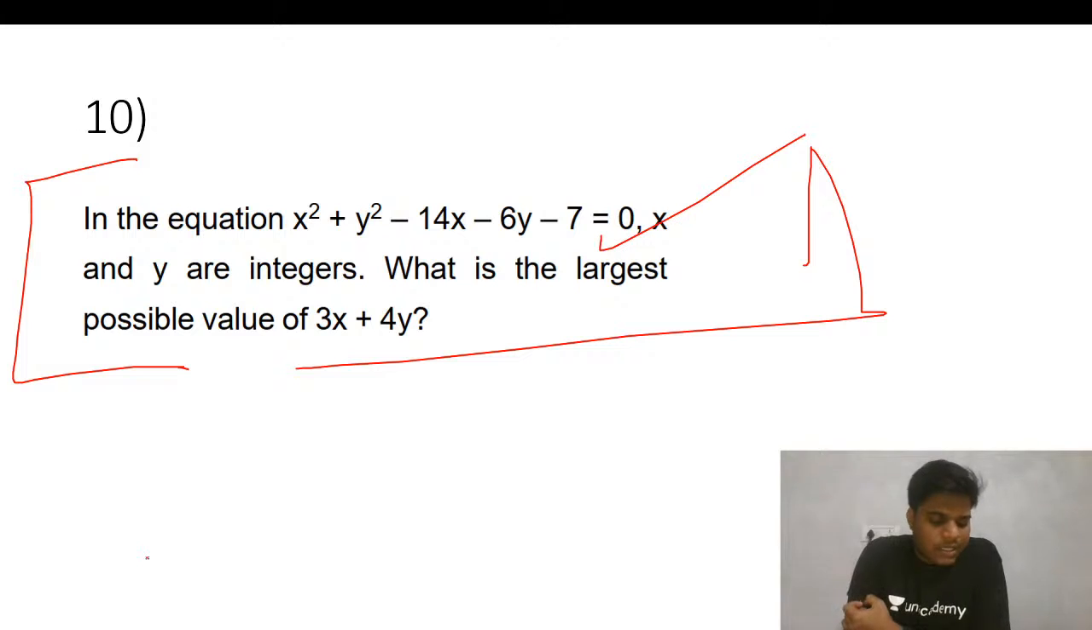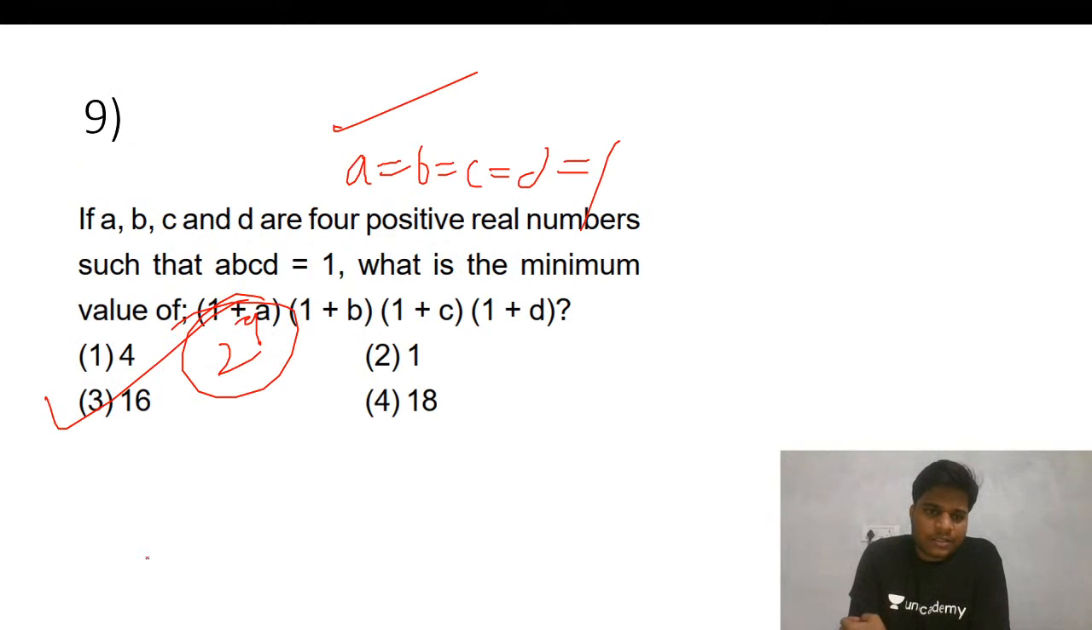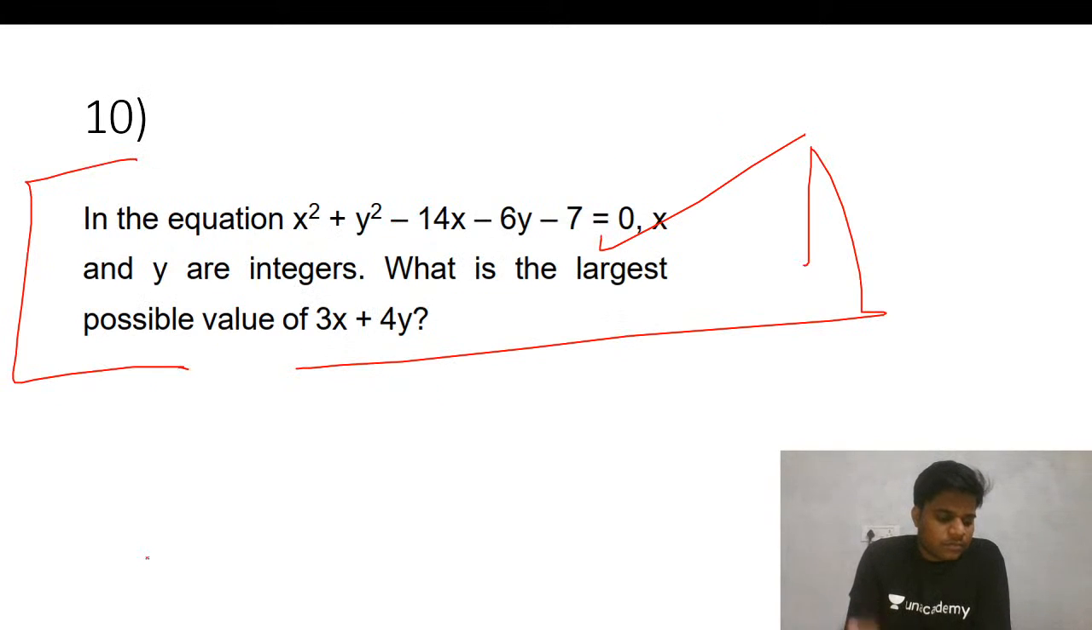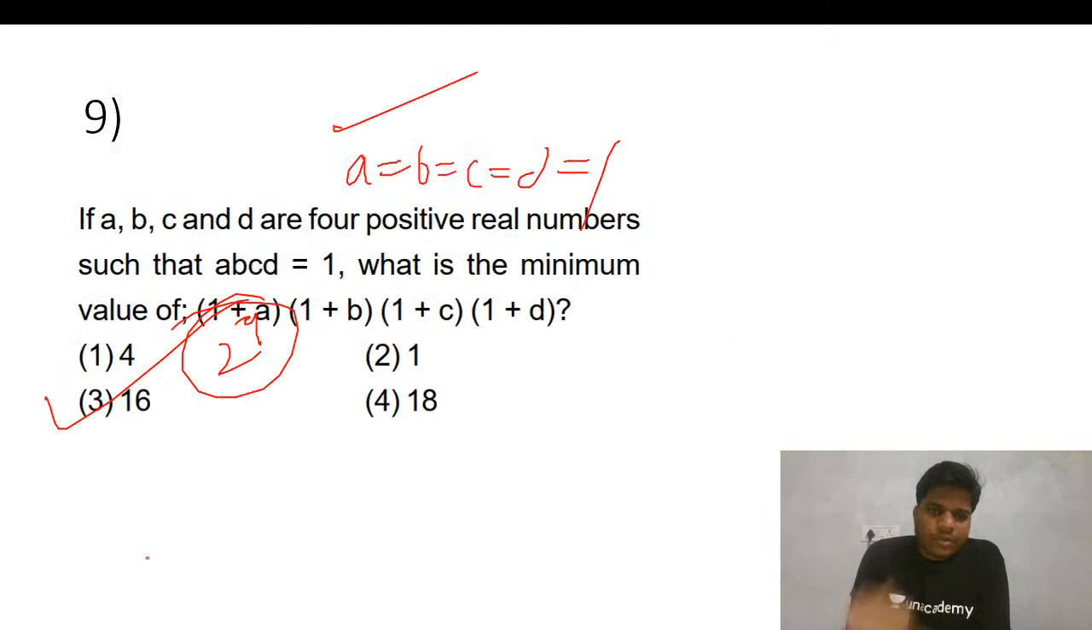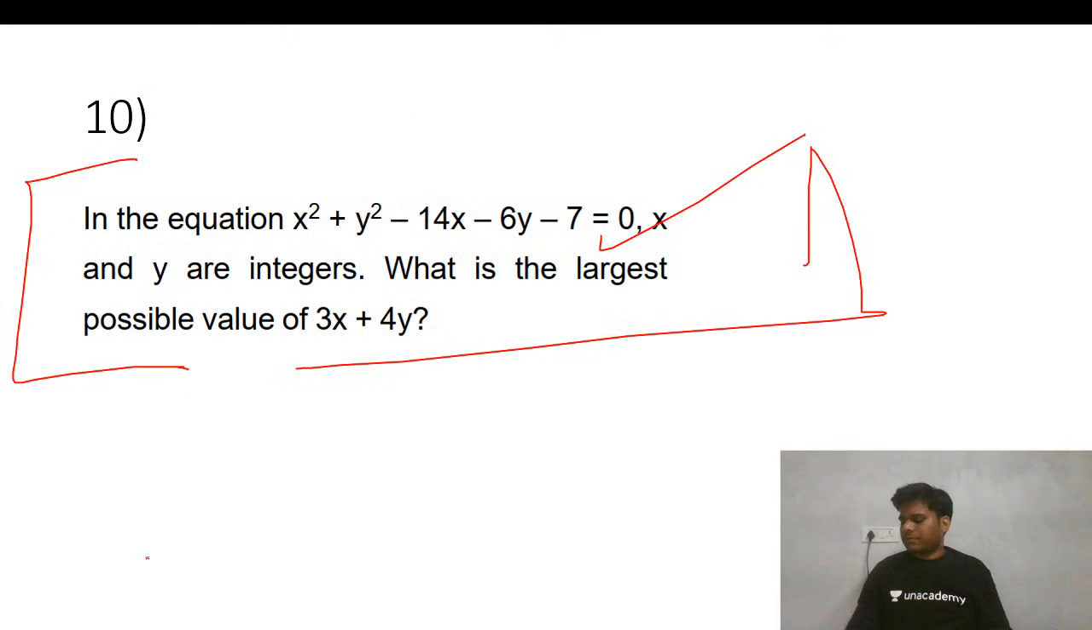3x plus 4y. Yeah, Arpit, 16 is right. 16 was right for the previous question. Solve this one. In the equation x square plus y square minus 14x minus 6y minus 7 equals 0.